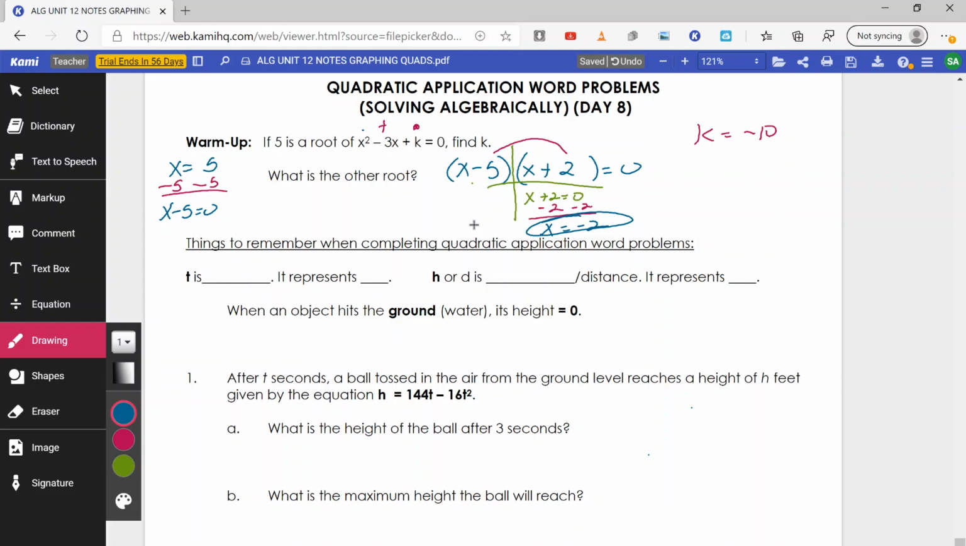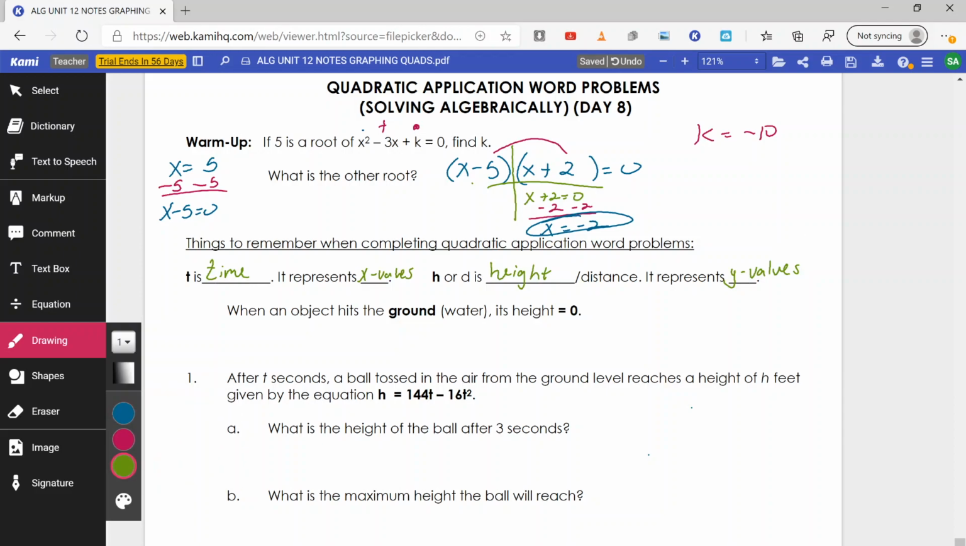When it comes to application word problems with quadratic equations, most of the time we're going to be dealing with the letter t. t is going to be time. Now this could be seconds, minutes, hours, it really doesn't matter, just dependent on the problem. And this is going to be your x values. So you're used to seeing x squared, you're going to be seeing t squared. So it's essentially the same thing. h or d is going to be your height or your distance, and this is going to be your y values that you're used to seeing. And when we hit the ground or water, the height is going to be equal to 0.